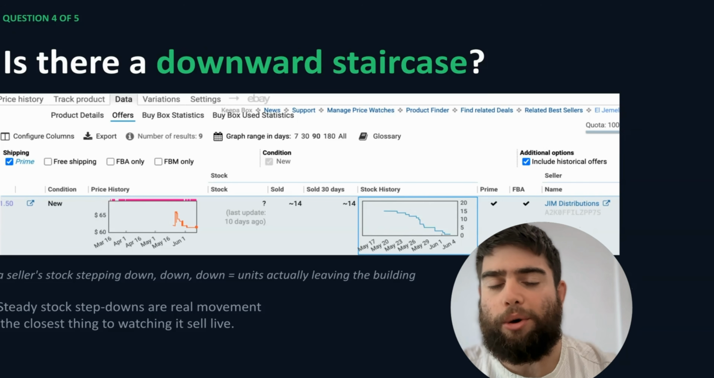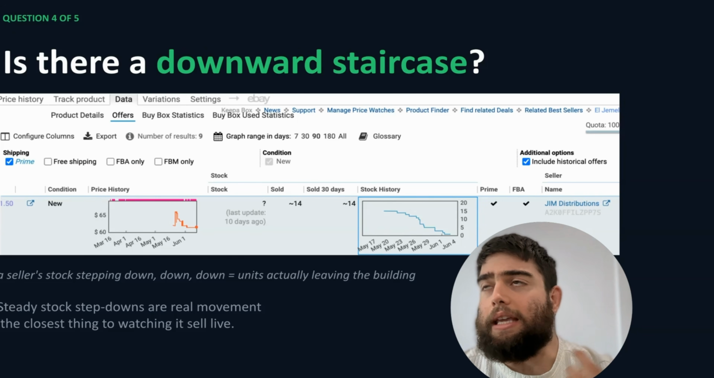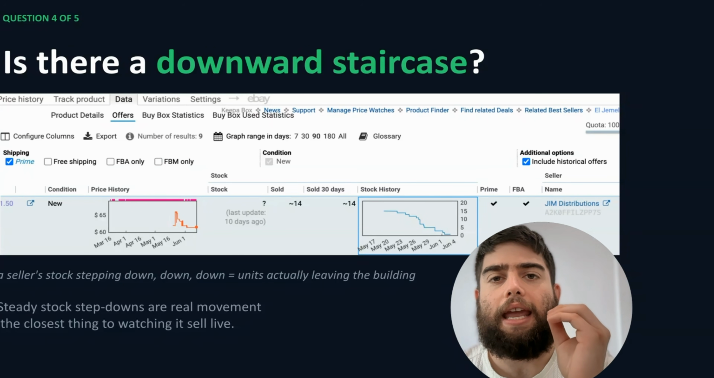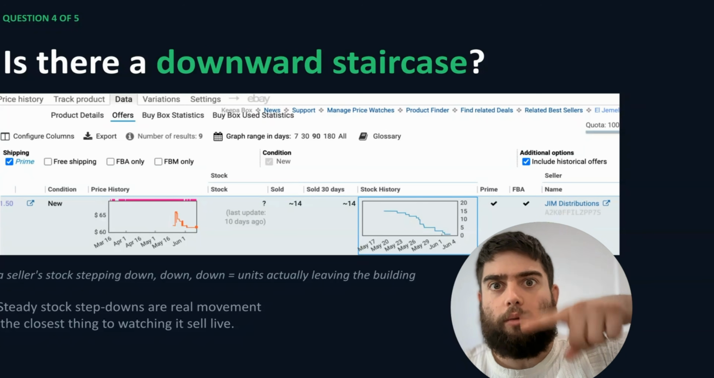The fourth question I always ask myself is, listen, Keepa can give us hints at demand by showing us the yellow line or giving us a jagged bestseller rank, right, where it's moving a lot.